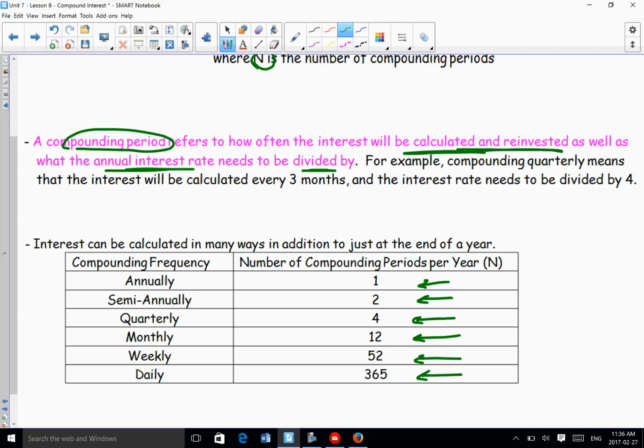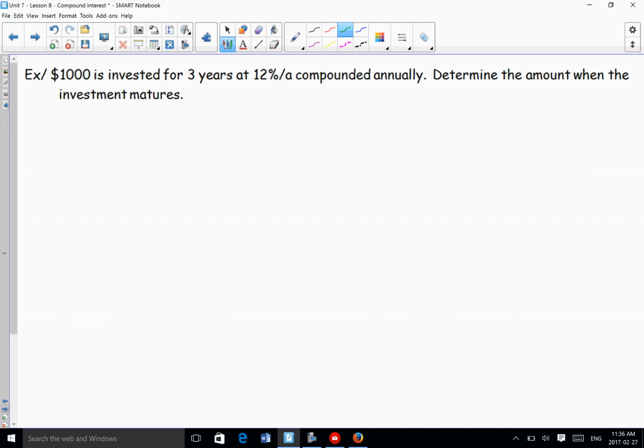The more often you calculate something, the faster that interest is going to grow. So daily would go much faster than monthly, which goes much faster than annually. We're going to try some examples here.